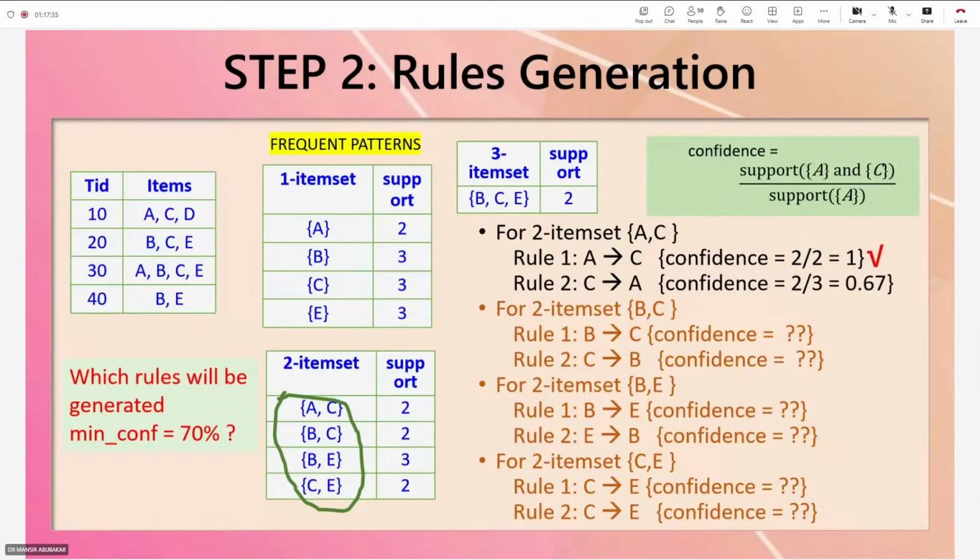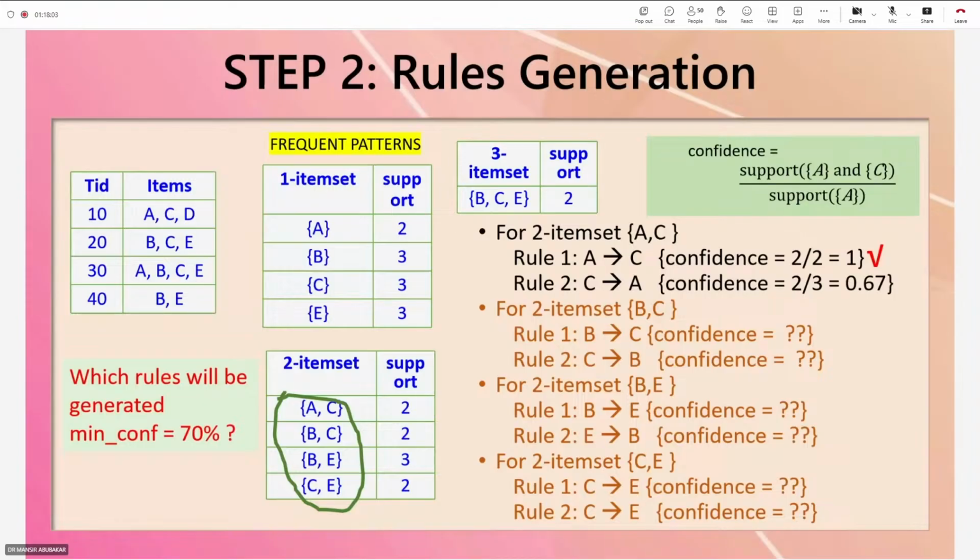Our formula for calculating the confidence is there. We are talking about the support of A and C divided by the support of A. So for two item sets, let's say A and C here, we can have two rules. One rule is A implies C, and another rule is the reverse, which is C implies A, which we have seen previously. So for A implies C, what is the support of A and C?